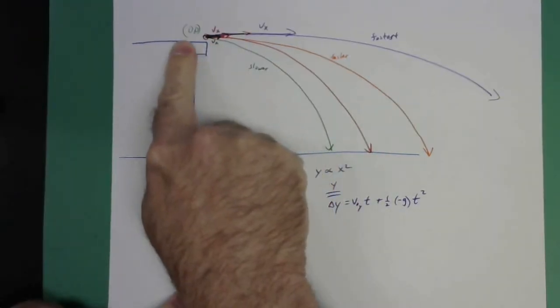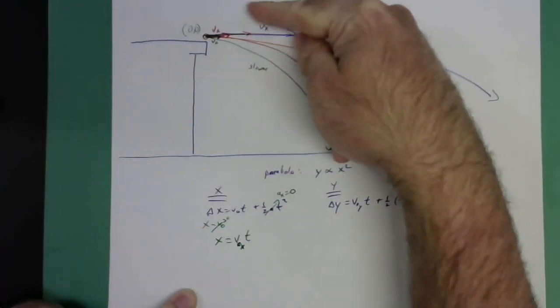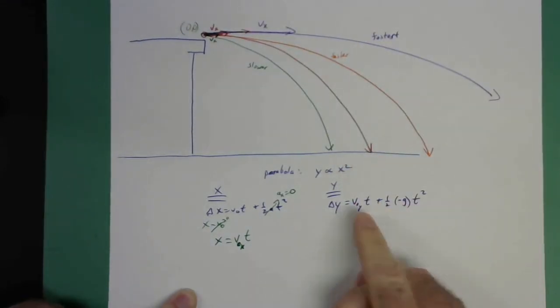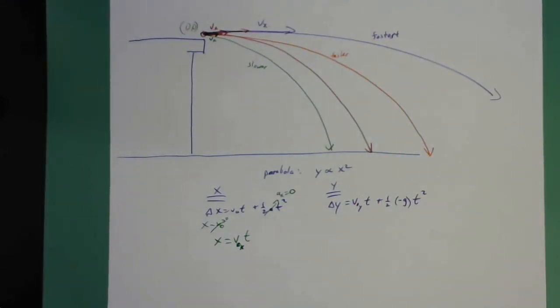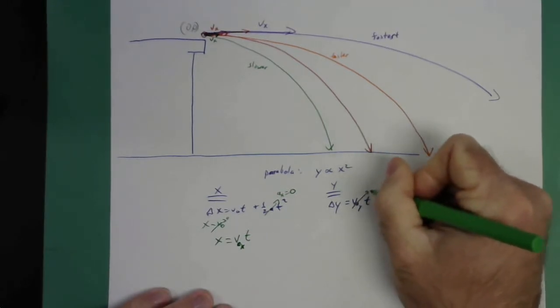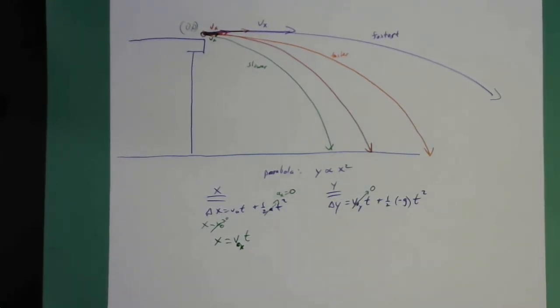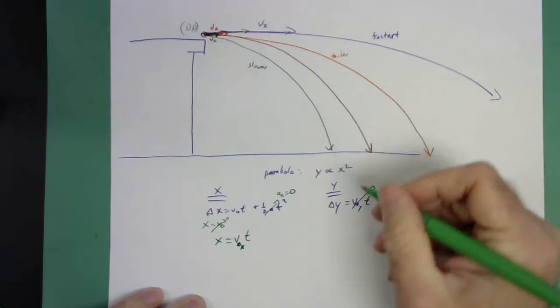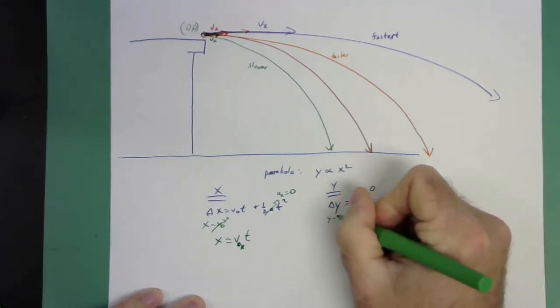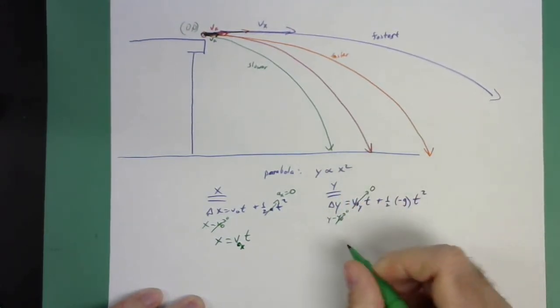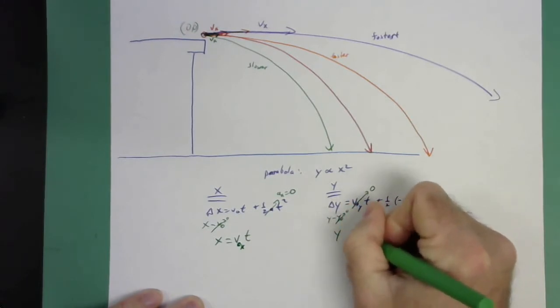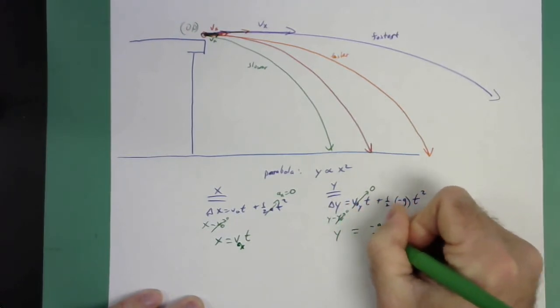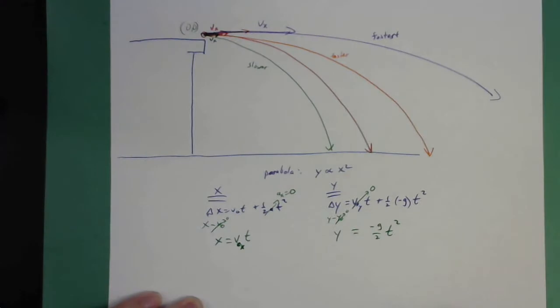And you know what v naught in the y was? For this case, they take off horizontally. What was the vertical speed at the start? Isn't the starting speed in the y 0? So this whole term is going to drop because that's 0. And if we call the initial position 0, 0, then delta y is y minus y naught, but y naught is 0. So what I'm going to get is that y is negative g over 2 t squared.